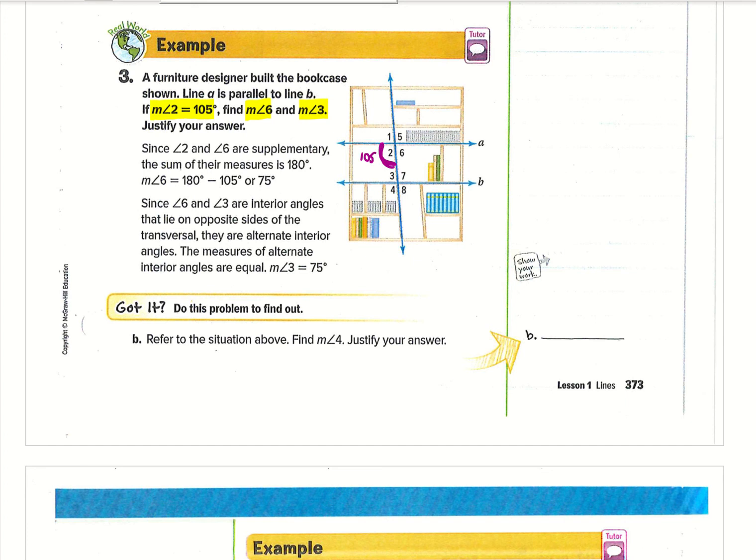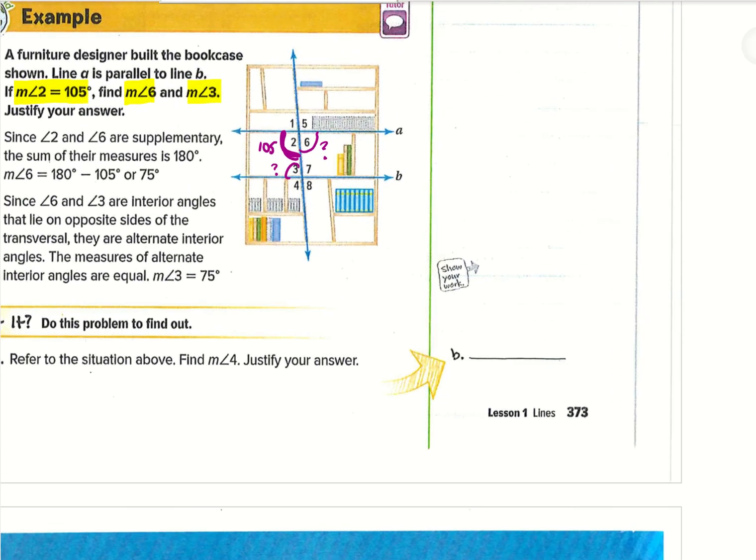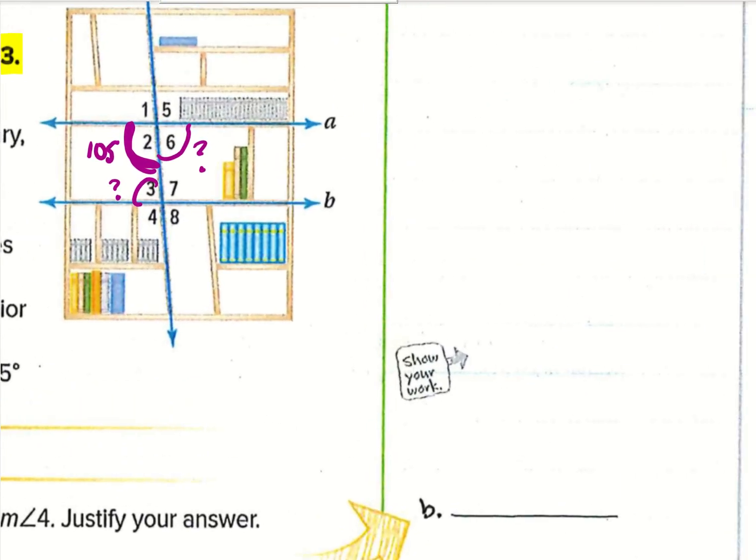Then it says find angle 6. That's the first step. So this one we don't know, and then angle 3 is the other one we don't know. It's right here. I'm going to start out with angle 6. If angle 2 is 105, I'm going to notice right away that angle 2 and angle 6 make a 180 degree angle, which means they are supplementary. I'm going to write that out real quick: angle 2 and angle 6 are supplementary.